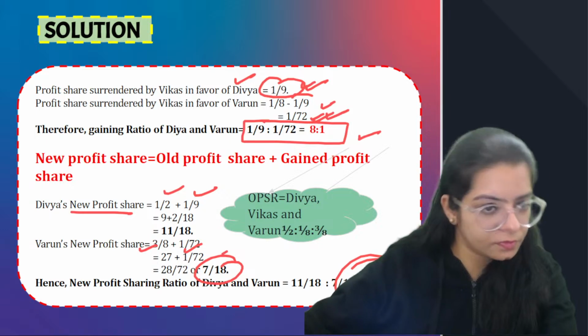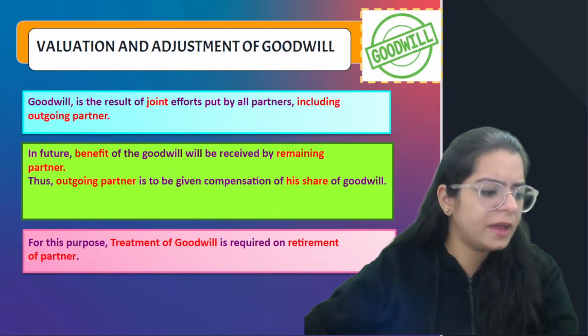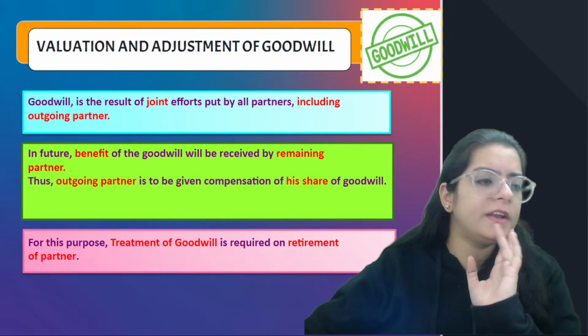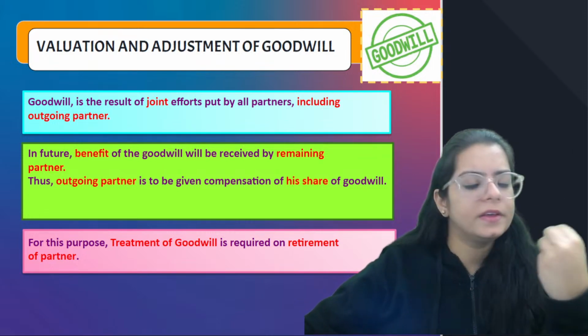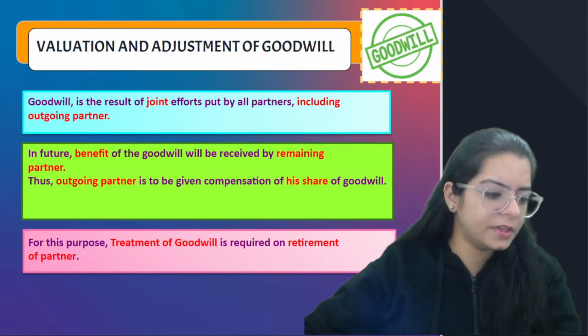You will get the new ratios. These are the easy cases. Retirement has got the easiest cases, beta. And admission has got many more cases, but retirement has got the easiest cases. All the cases I have told you.